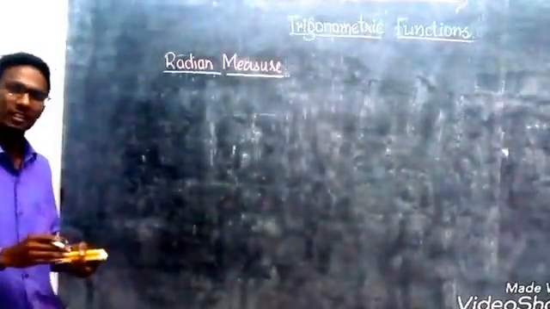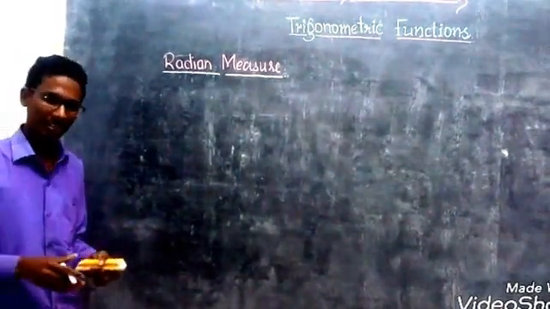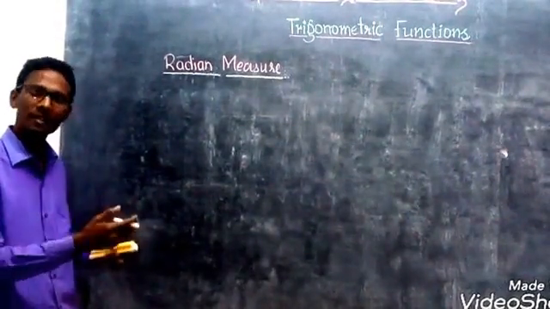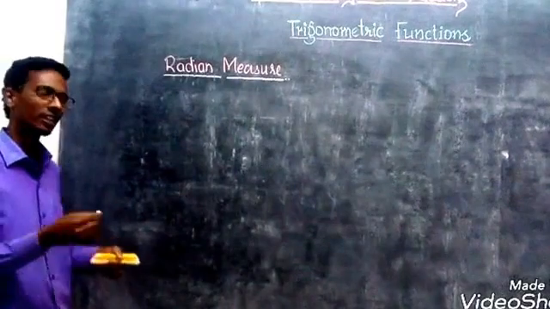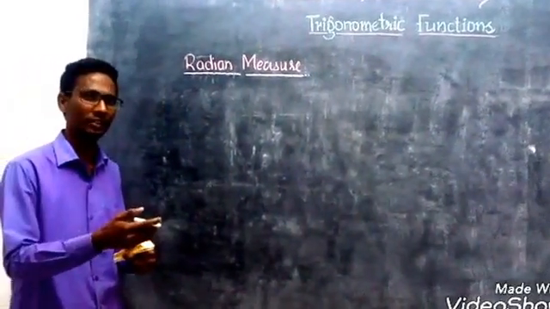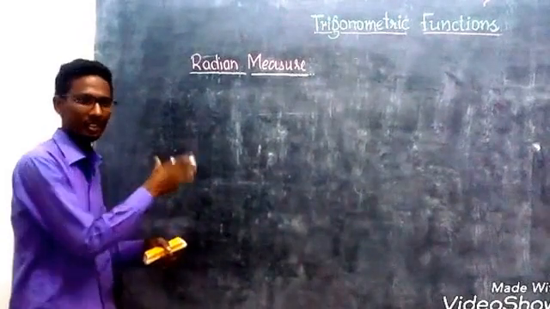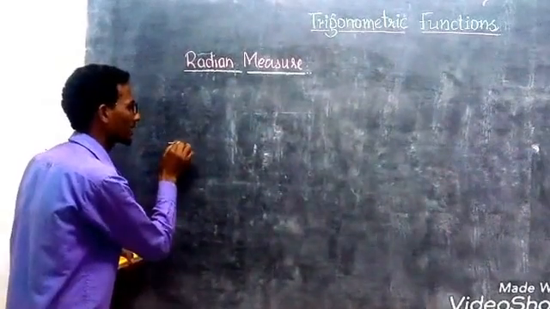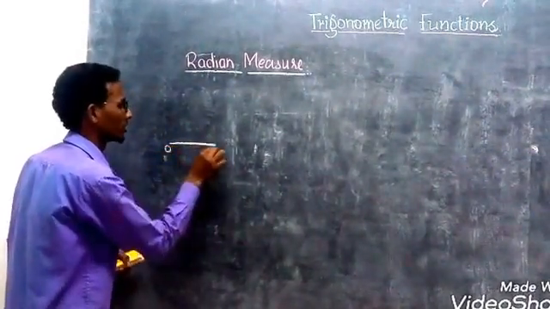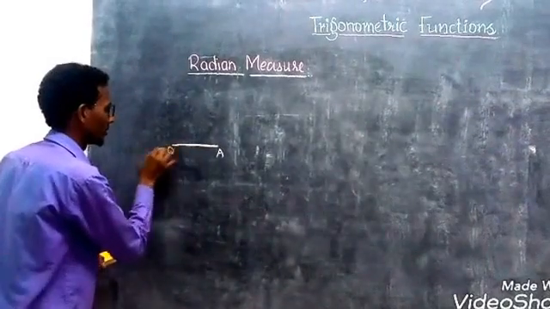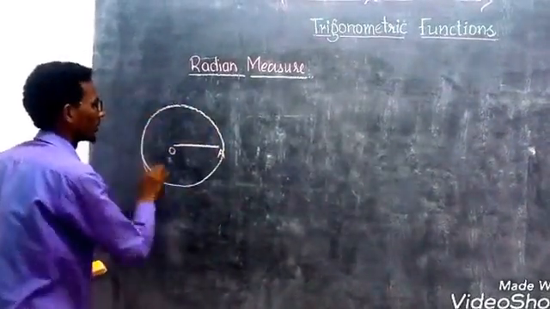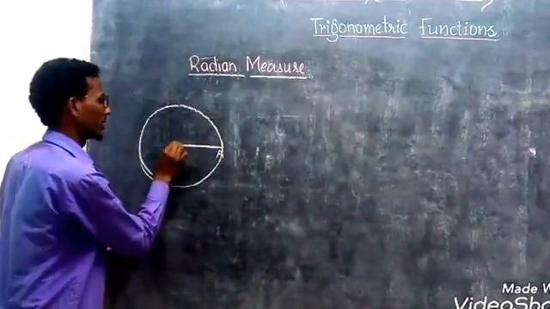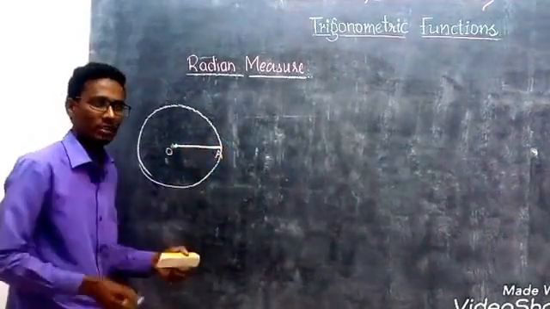Similarly, for smaller angles we use degrees, and for larger angles we need another unit. For that, we use radians. Here, how many degrees is equal to 1 radian? For that, we will study it in this session. So 1 radian is equal to the angle subtended by an arc of unit length of a radius.